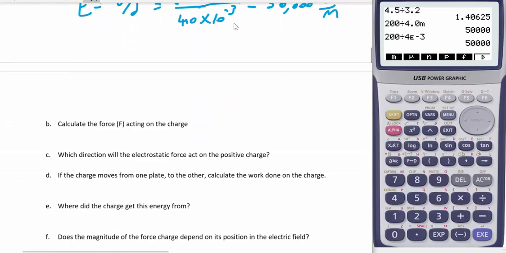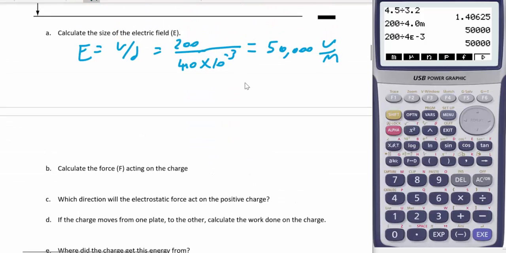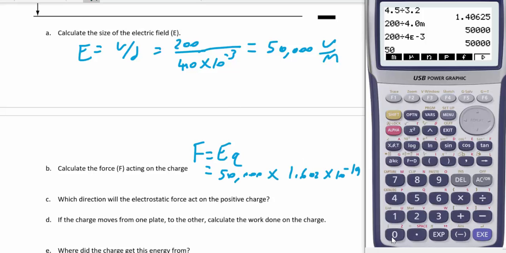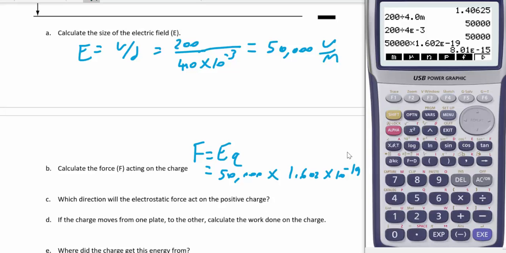Heading now to B, calculate the force acting on that charge. Well, we know that F equals EQ, we know that E is 50,000, and the charge is positive 1.602 times 10 to the minus 19. We put that in our calculator, and we're getting a force of about 8.01 times 10 to the minus 15 newtons.